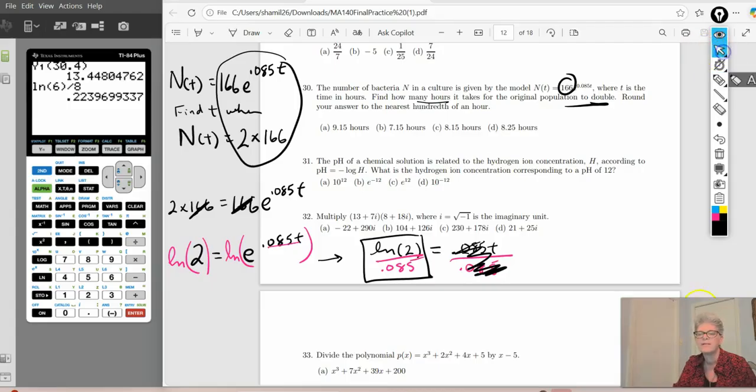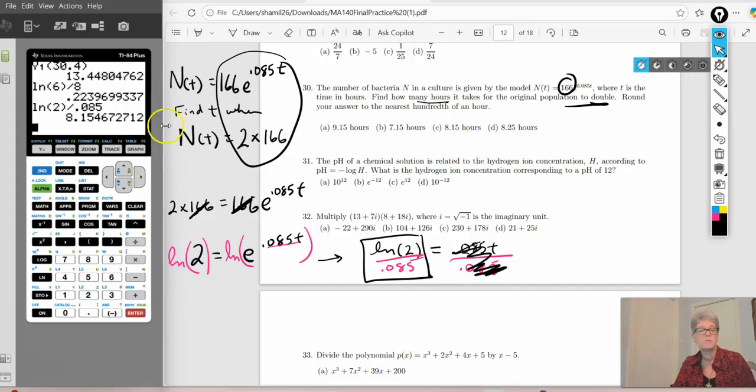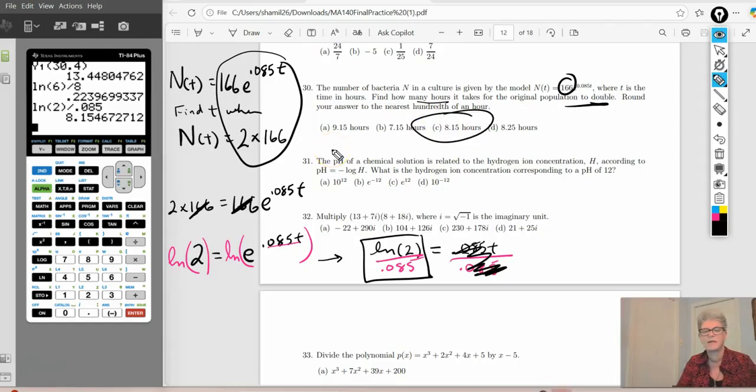To find out what that is, because you can see the selections up there, I'm going to put that in my calculator. So ln of 2 divided by 0.085. All of these selections there are taken to 2 decimal places, and if I take that to 2 decimal places, that 4 doesn't have any effect, so it's going to take 8.15 hours, and so my answer is going to be C.